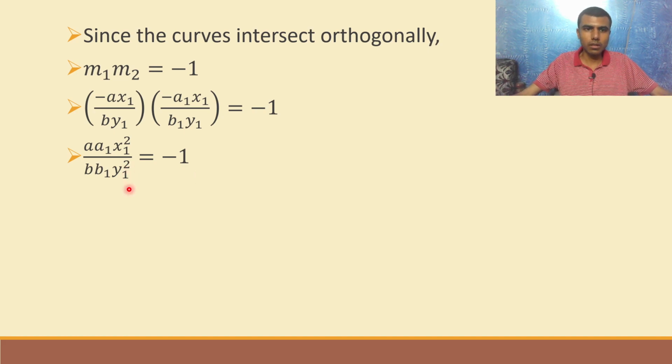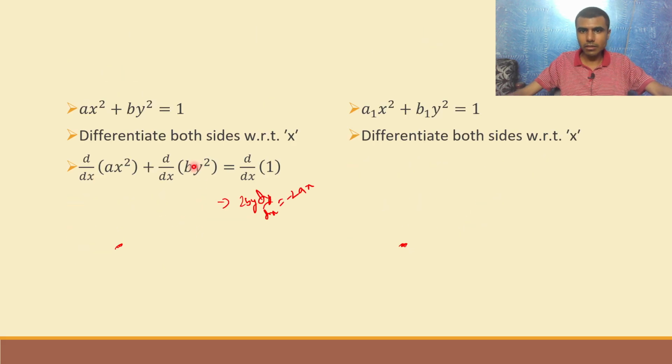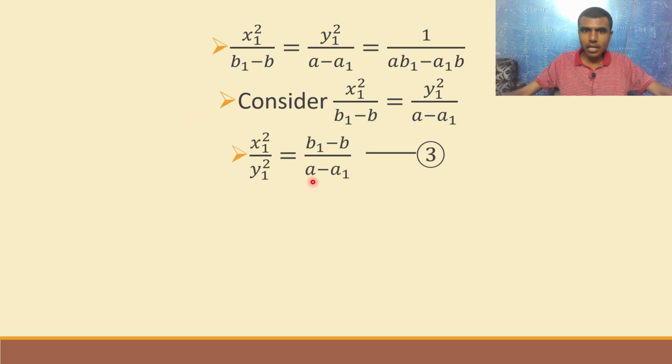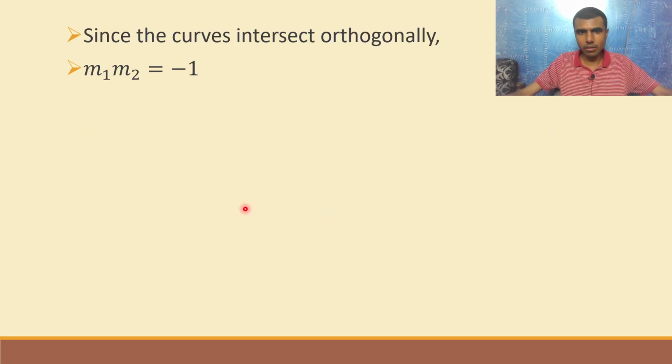Now after this, keep x1 square by y1 square here, send b b1 across, so it will be minus b b1 by a a1. Now take it as equation 4. If you look at equation 3, x1 square by y1 square is this, b1 minus b by a minus a1. Now again in another case I got x1 square by y1 square is this.